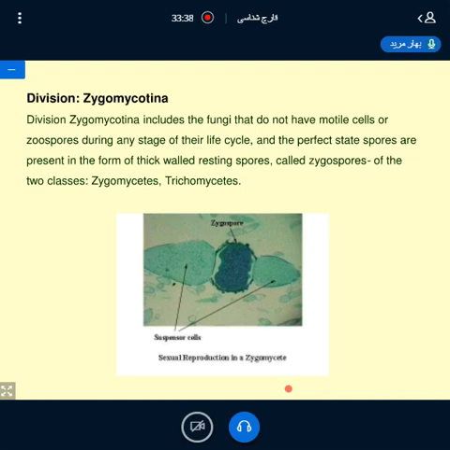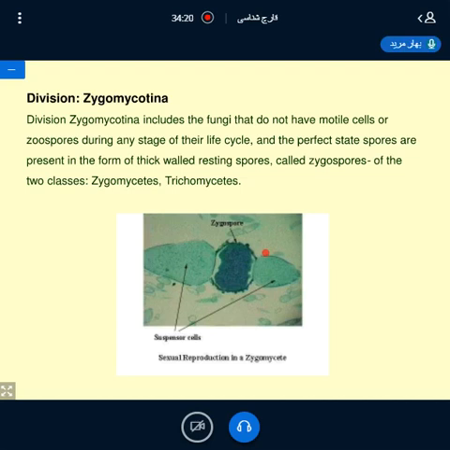Division Zygomycotina includes the fungi that don't have a motile state or a zoospore during any stage of their life cycle. And the perfect stage spores are present in the form of thick wall resting spore called zygospore. Zygomycotina have two classes, Zygomycetes and Trichomycetes. You can see the zygospore in this picture.